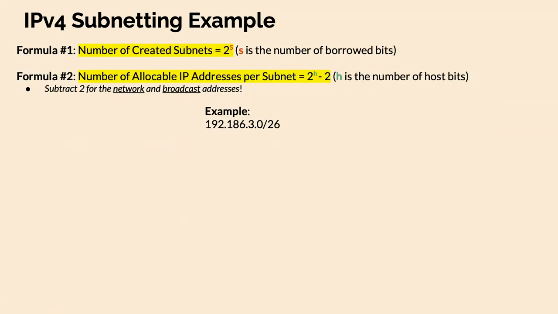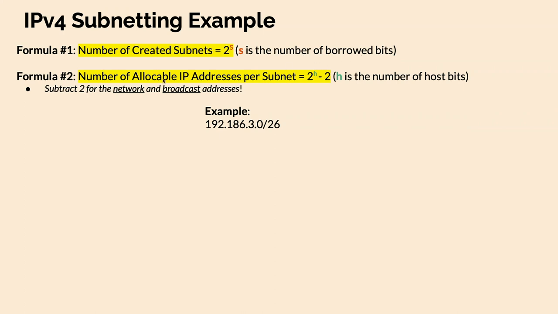Okay. So now we're gonna go through the example. There's two formulas that you really need to know. 2 to the S is the number of subnets created, where S is the number of borrowed bits. And I'll show you an example of what I mean. Just remember this for now.